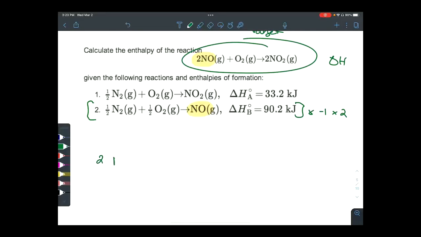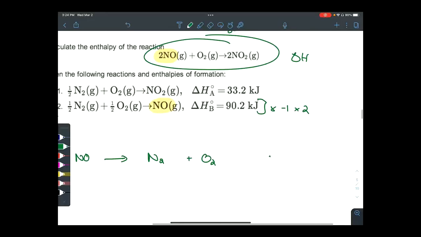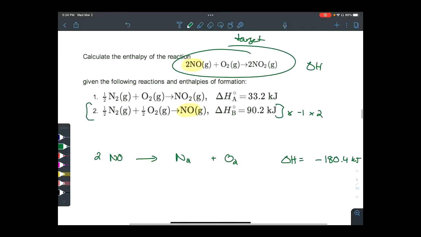So it'll be 2NO, arrow, so 2 times 1/2 is just 1, so N2 plus O2. But we have to do all those same things to the delta H value. So the new delta H value would be -180.4. I think that's right. I'm not very good at math.